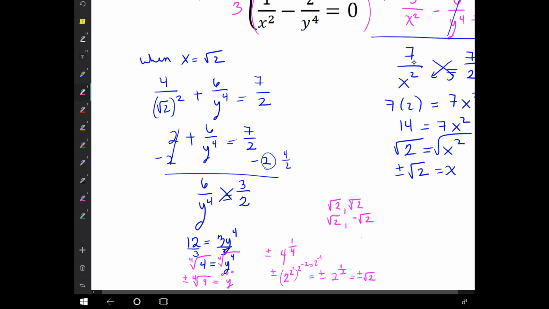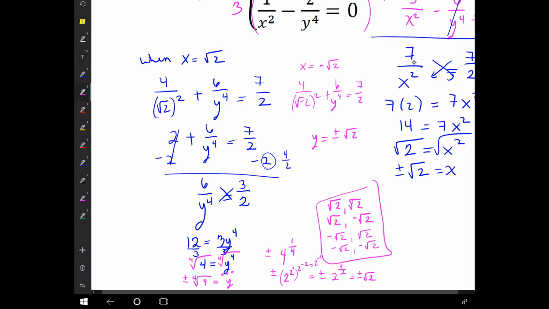But think about this. If we plug in x as negative root 2, it's going to square, so we're going to get the exact same answers. But you are right, Nate, that we do have to think about what would happen then. We're going to get a y as a plus or minus root 2. So when x is negative root 2, then we have a positive root 2 answer, and when x is negative root 2, we do have a negative root 2 answer. So we have 4 solutions. This is one where you could write plus or minus root 2, comma, plus or minus root 2, because all combinations work.